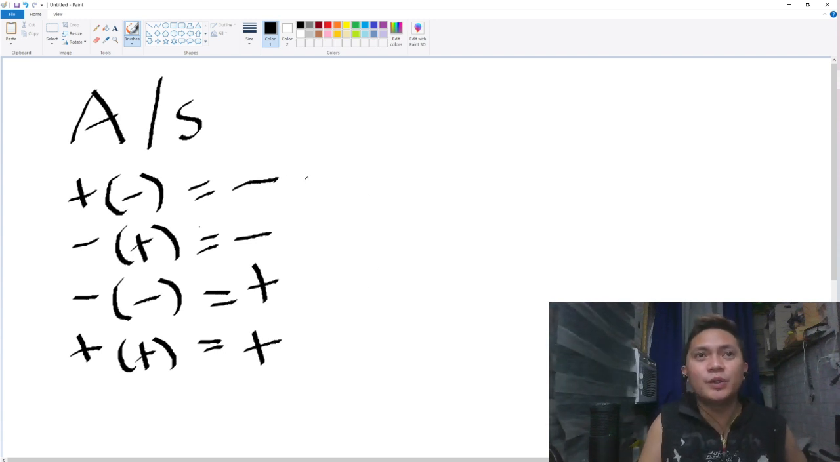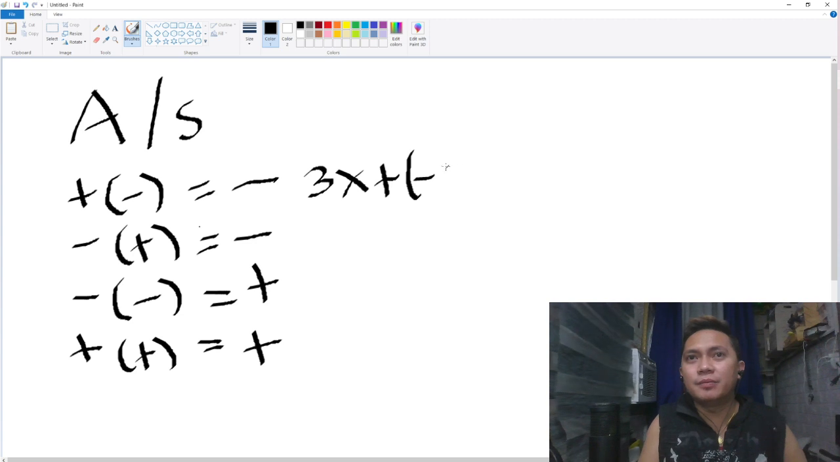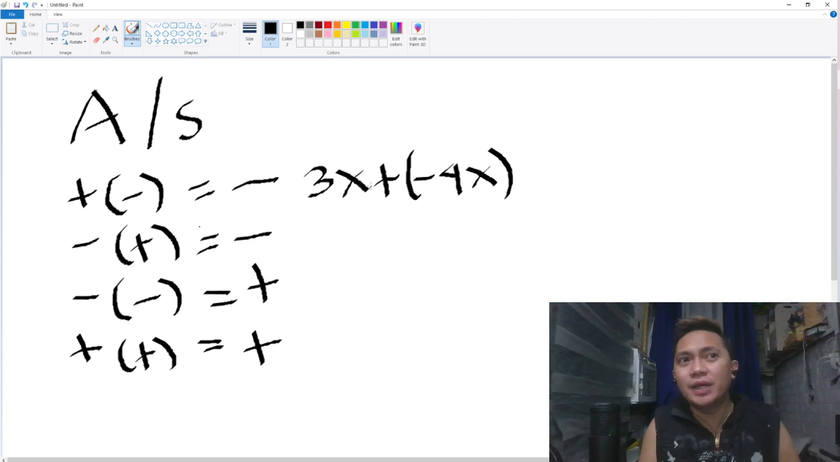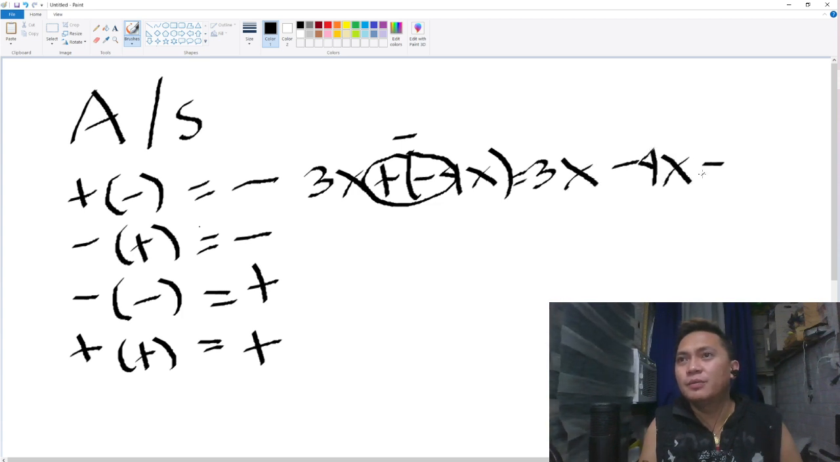So I'll give some examples. So example na natin yung kanina. So we have 3x plus negative 4x. Okay, same yung kanyang property, may nagtabing positive at negative. Then itong positive at negative, gawin muna natin siyang negative, okay, or minus. So it will become 3x minus 4x before you proceed to your answer. Okay, so as you can see, 3x minus 4x. Okay, so the answer here is negative x.